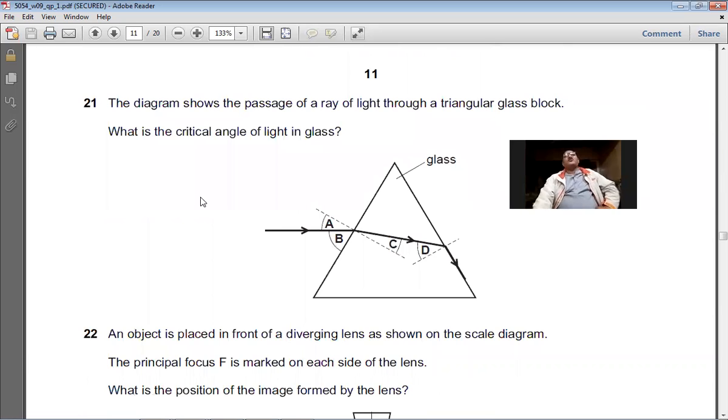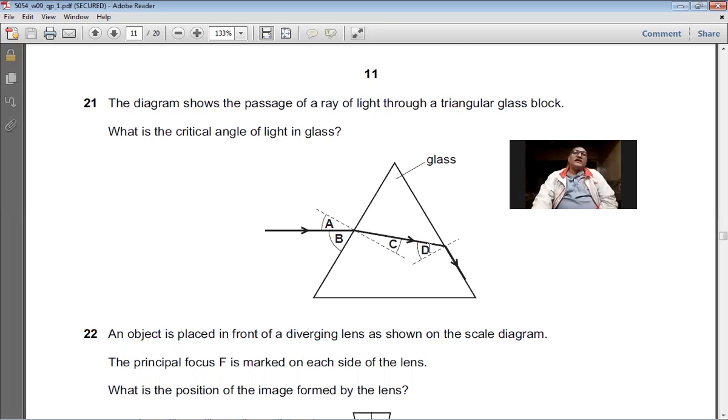So we have question number 21. The diagram shows the passage of a ray of light through a triangular glass prism. What is the critical angle? When light is entering from a dense medium into a rare medium, the angle of incidence in the dense medium will be called the critical angle if the angle of refraction in the rare medium will be 90 degrees.